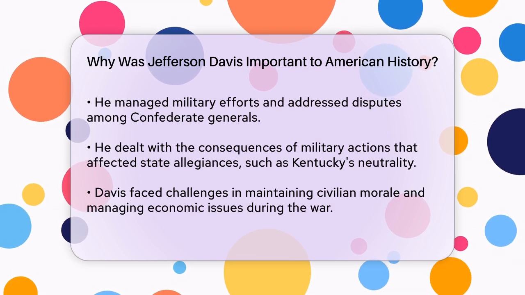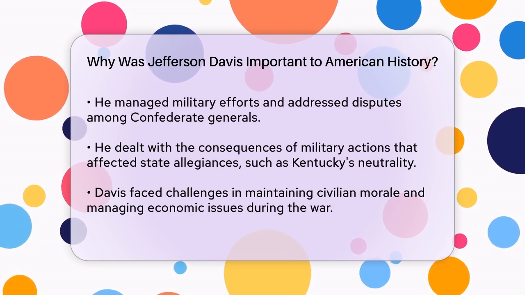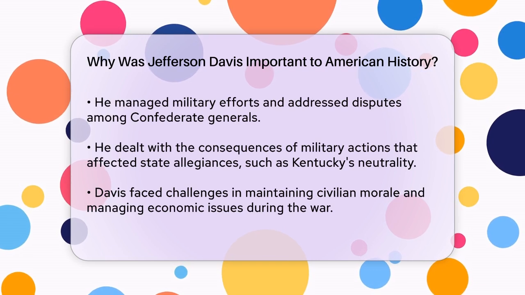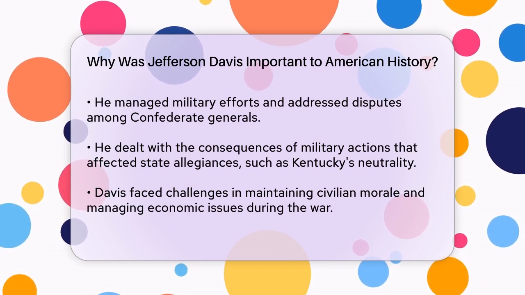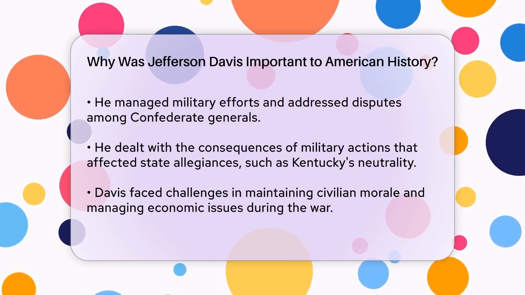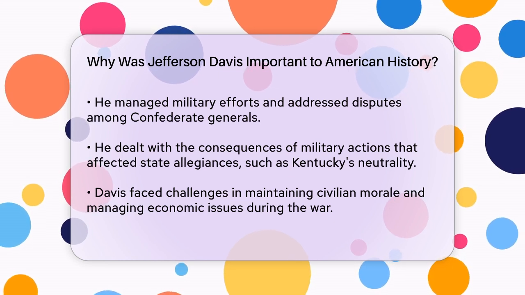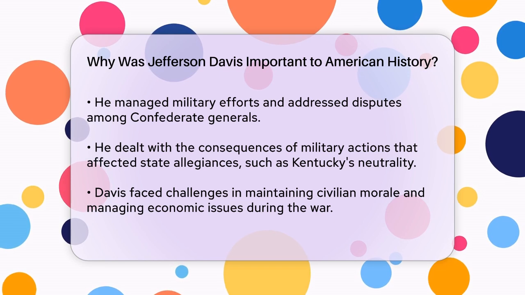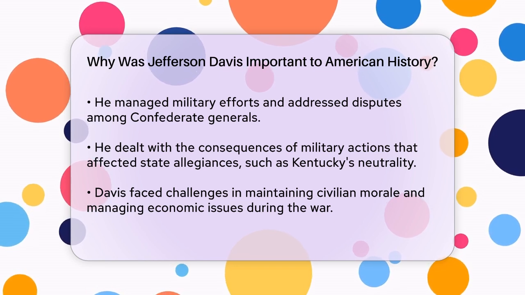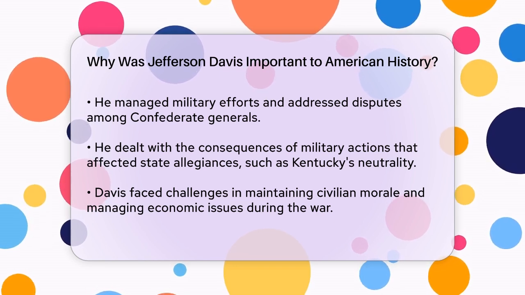Davis also faced significant challenges in maintaining civilian morale and managing the economy. During the war, he had to address food shortages and price inflation, which led to riots in Confederate cities. He personally intervened in one such riot in Richmond, promising to get food and ordering the protesters to disperse.